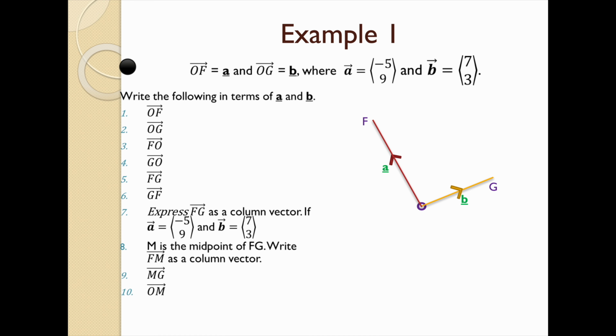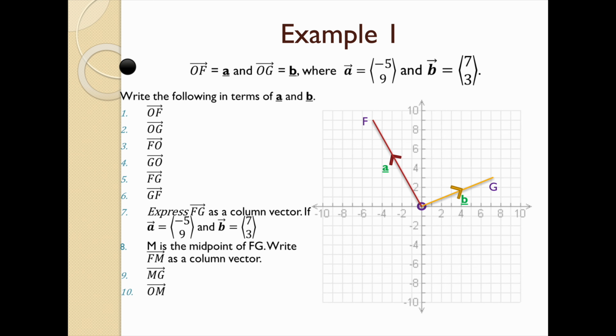Alright, so this is what we're looking at here now. This time we have OF represented by the letter A. So we're saying that O to F is considered to be A. We are expressing that in terms of letters. Now OG, same thing, we're saying that O to G is represented by the letter B. Now here is telling us what A represents. So A represents -5, 9, B represents 7, 3, right? So this is a column vector version of what OF is.